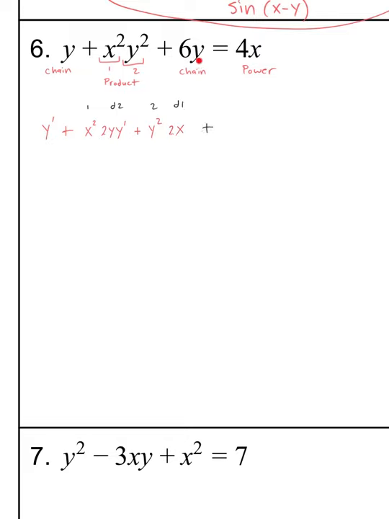The third term, 6y, because there's a y in it, we must use the chain rule. So the 6 comes along for the ride.